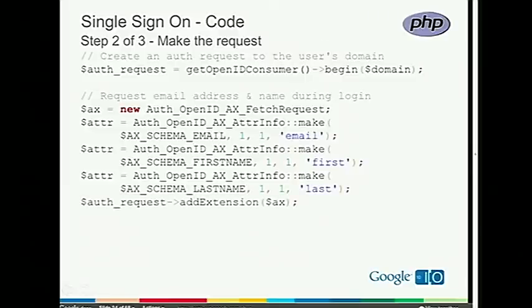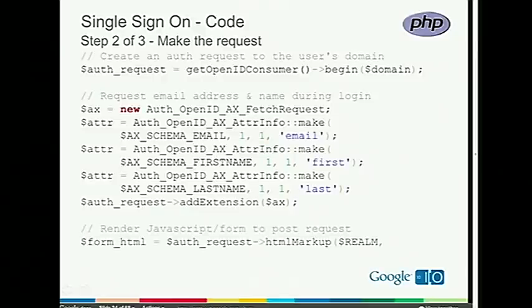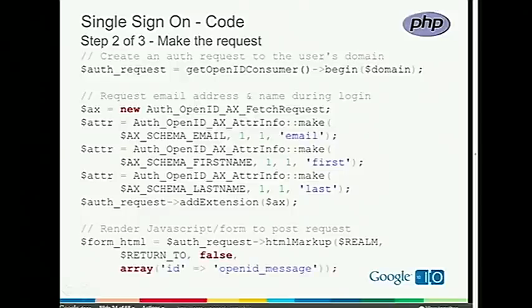But we still need to get the user over to the identity provider, and so we'll do that by rendering a form with some JavaScript so that it will post the request over to Google. And the only reason we're doing the post here instead of a redirect is simply because these requests can get very large, depending on how much data you're asking for, the length of the domain name. And this is just a safer way to deal with some of the limitations that you might encounter with very long URLs.